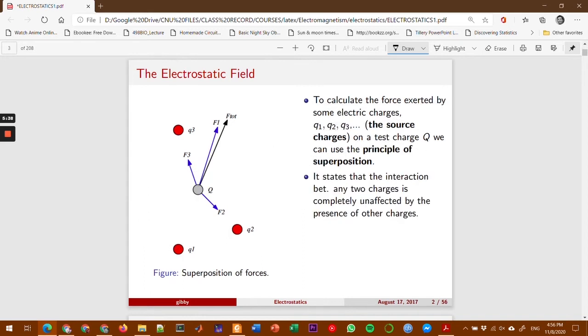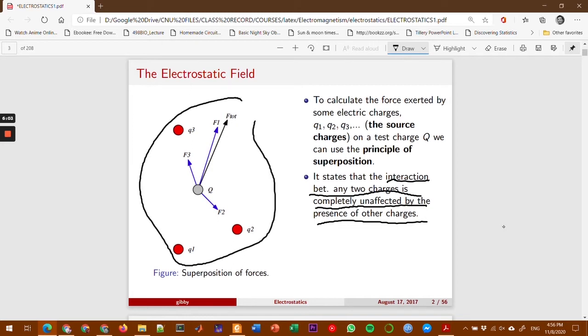So, what is this principle of superposition? The principle of superposition states that the interaction between any two charges is completely unaffected by the presence of other charges. So, it really simplifies the problem at hand. Okay? So, let's say we want to calculate unsa ka ang overall force aning kaninga system. So, it's like i-separate siya ba, principle of superposition. Ang interaction daw niya between two charges is independent or unaffected by the presence of the other.